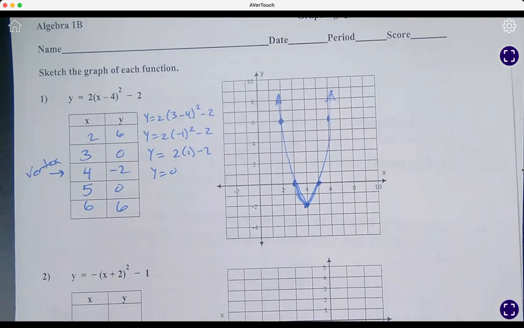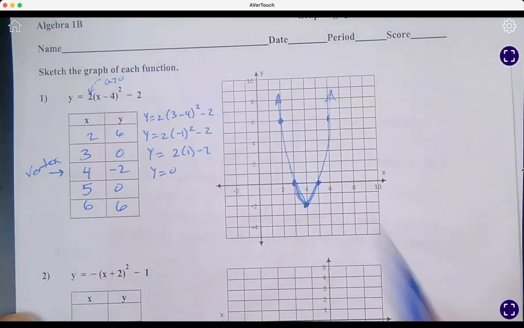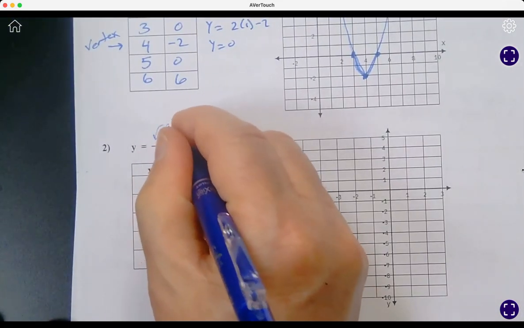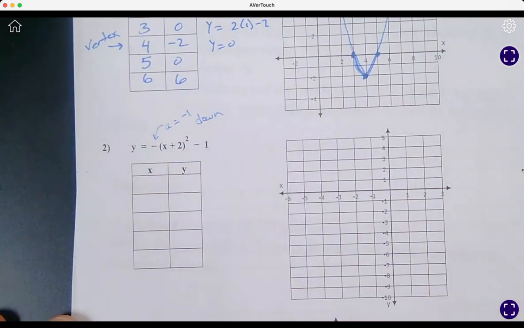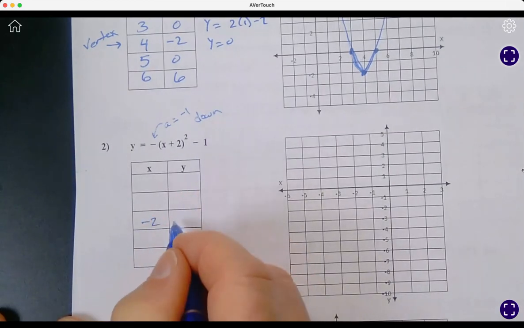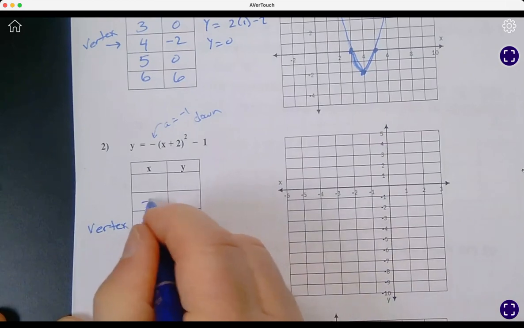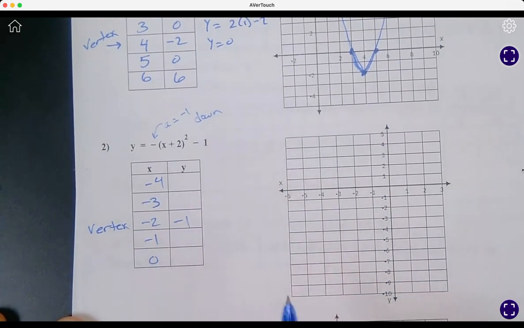Let's do this one. Notice it opened up because A is positive, right? A is greater than 0, so it opened up. Notice here, my A equals negative 1. So this is going to open downward. So it's nice to know that. So the opposite of positive 2 is negative 2 comma negative 1. That's your vertex.